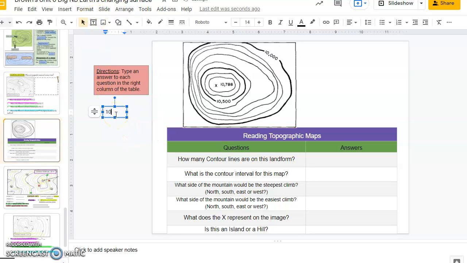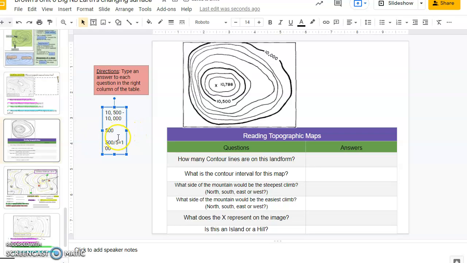So if I have 10,500, subtract 10,000, I would get 500. Now I'm going to take that 500 and divide by 5 because there's 5 lines between this number and this number. You don't count the first one, you count 1, 2, 3, 4, 5. And that's going to equal 100. So my contour interval for this would be 100.